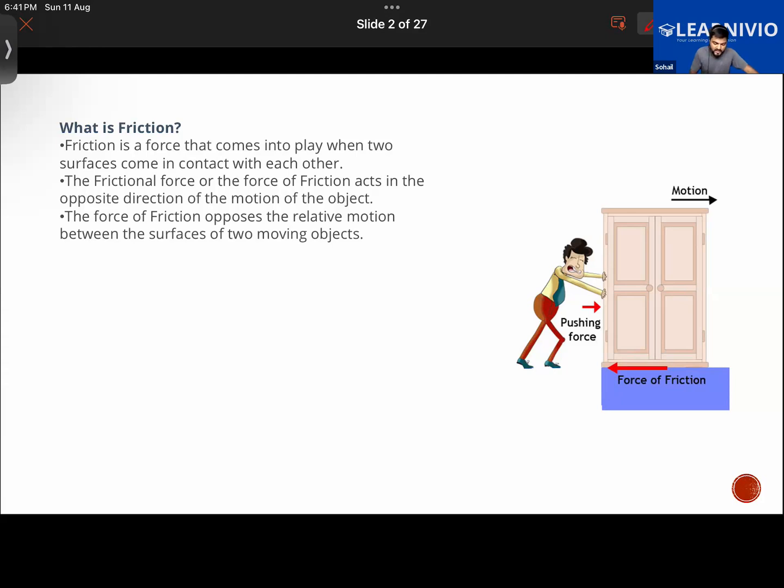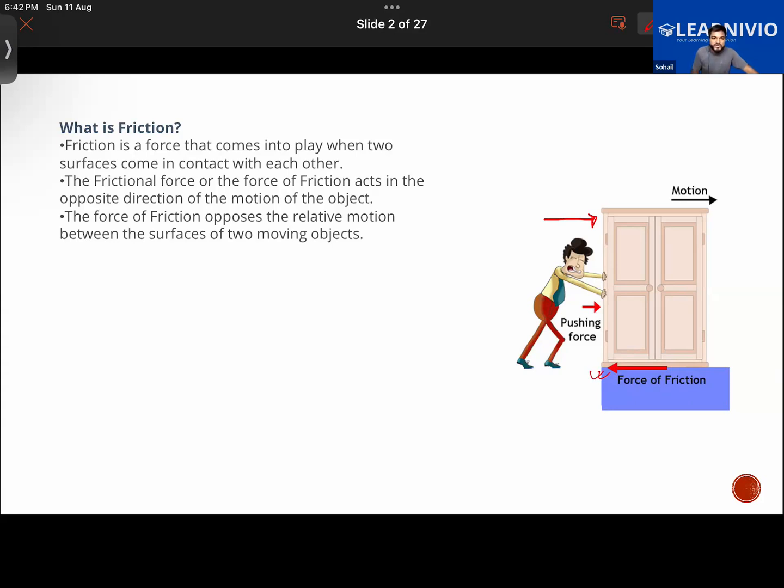Getting it? Furthermore, as you can see, this person is trying to push the door. He is pushing it, but in response to the pushing force, the force of friction is also applying over here, but in the opposite direction. So the force of friction always acts in the opposite direction to the motion of the object, or in the opposite direction to the direction of the force, meaning that the direction in which the force is acting, friction will always act in a direction opposite to it. Getting it? Okay.